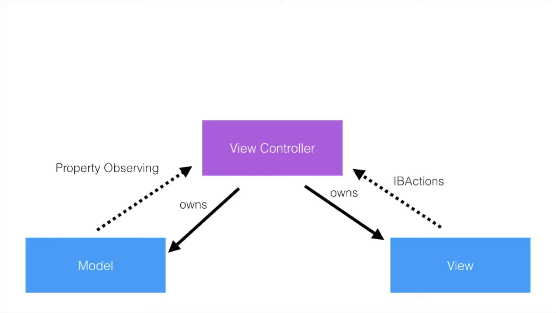Let's take a closer look at the Model View Controller. The view controller, which is shown over here in purple, that is the middleman, the conductor, the orchestrator, the person that is sitting in between and making sure that the flow is correct. The model is the one that holds the data. So whatever the data you want to display on the screen, the model is holding that data.